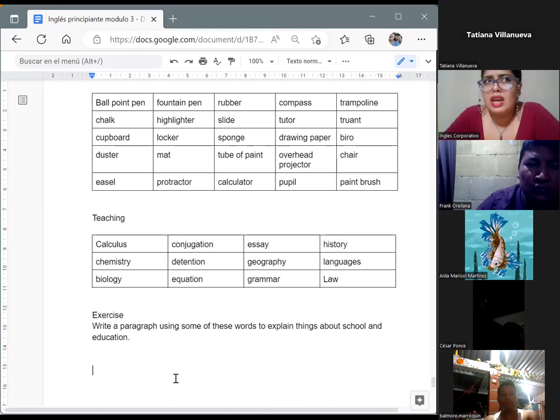Or we can make a description of the classroom and the things that we use when we have homeworks or whatever you want to explain related to school. And if you want to use more words, you can use those words also.